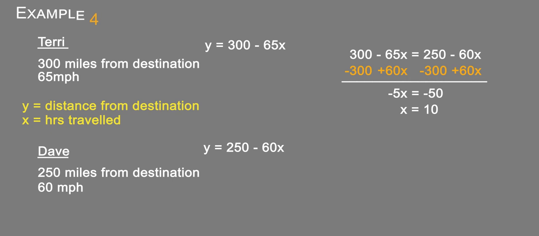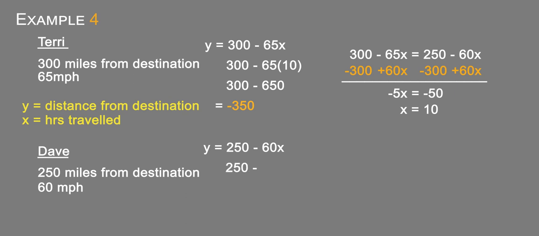But if you'll notice, that's an impossibility on their actual trip because we're looking at the distance from the destination. So y can never be less than 0. If we substitute x equals 10, we get 300 minus 65 times 10, which equals 300 minus 650, which equals negative 350. And similarly, with Dave's trip, 250 minus 60 times 10. So this is hours, which equals 250 minus 600, which equals negative 350.